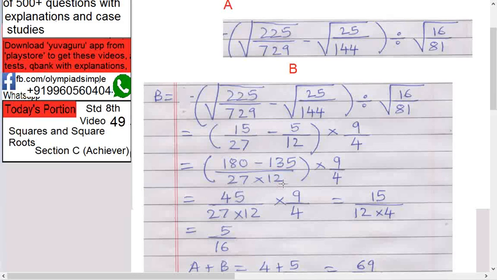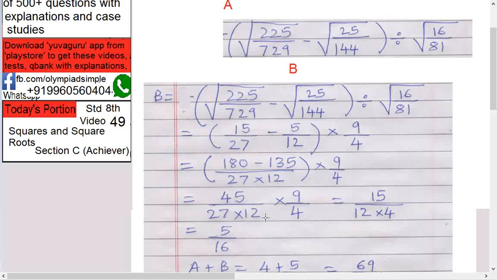15 into 12, 180. 27 into 5, 135. 27 into 12, keep it as it is, into 9 upon 12. So 45 upon 27 into 12 into 9 upon 12. Why we kept it like this? Only because it gets cancelled later. 9 ones are 3s are, then solve it again.